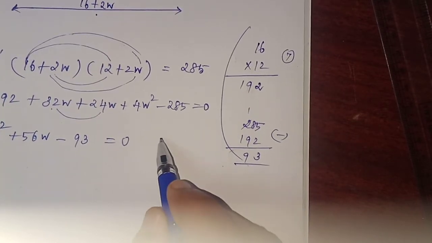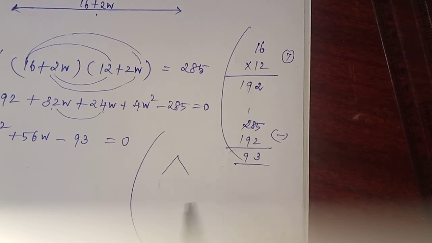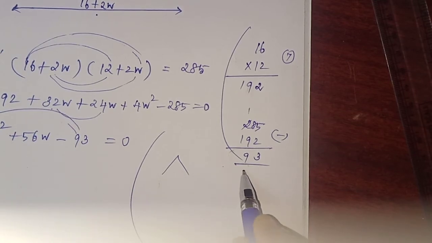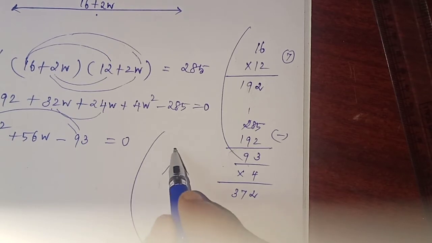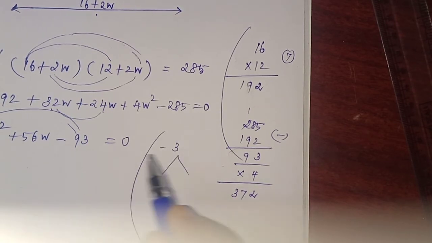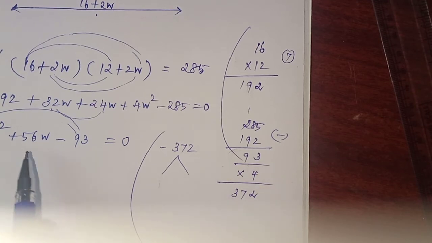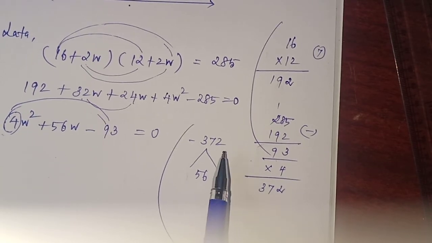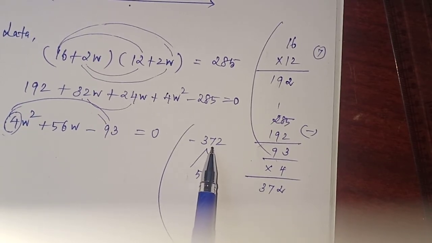Now we have to factorize. 4 into minus 93. I multiply here 93 and 4. 3 fours are 12. Balance 1. 9 fours are 36 plus 1, 37. 372. Minus 372 because minus here. And the coefficient of W, that is equal to 56. We have to find out two numbers. Product of the numbers equal 372 and sum of the same two numbers equals 56.